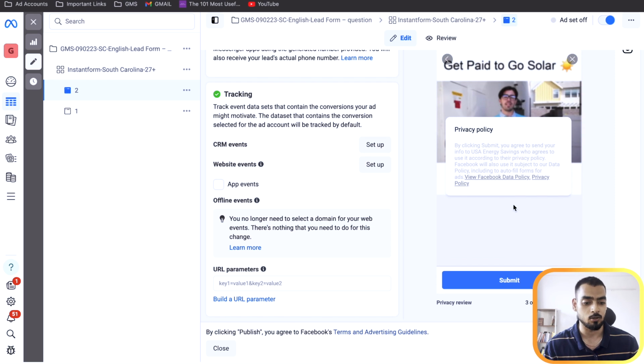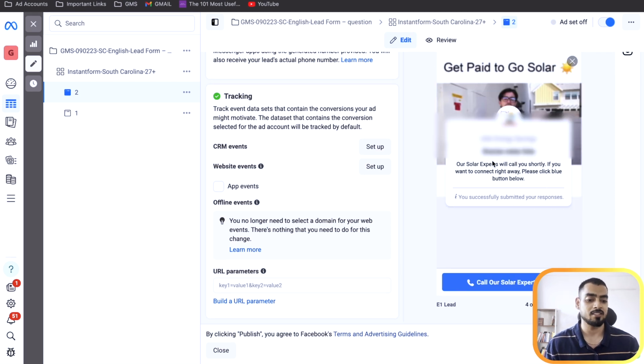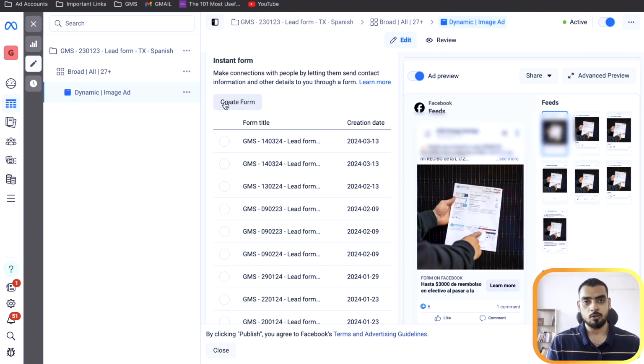You can just set up your privacy policy, and then you can set up a callback. If someone wants, they can call back your leads. On the last page, आप जो है एक message डाल सकते हैं just like this. Our experts will call you shortly. If you want to connect right away, please click the blue button, and you can just add the phone number of your client. So if a customer wants, they can call back.